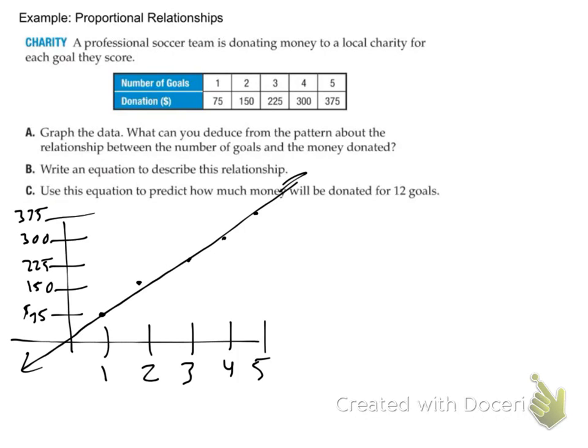Graph. So we have this graph, but what can we assume by this graph? I think by the table we could also assume some things too. But the more goals, the more money. That's something we can deduce. That means what kind of slope will we have? A positive rise over a positive run creates what kind? A positive slope. So we'll have a positive slope. Now, what else can we see from our graph?